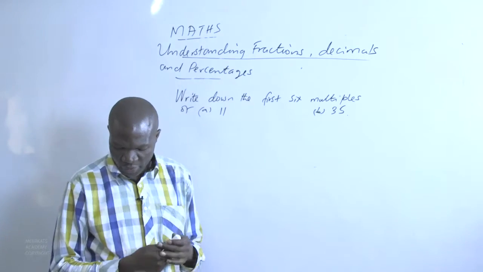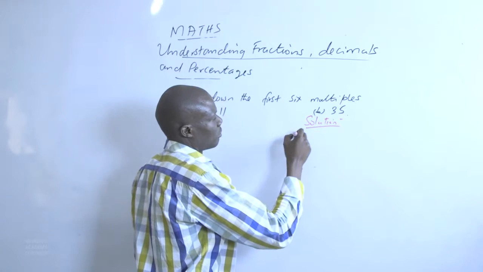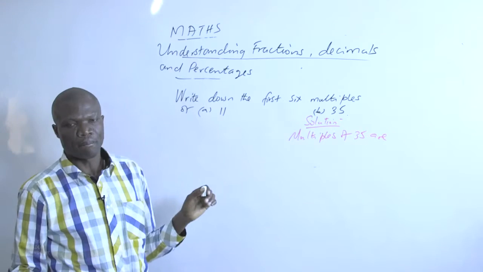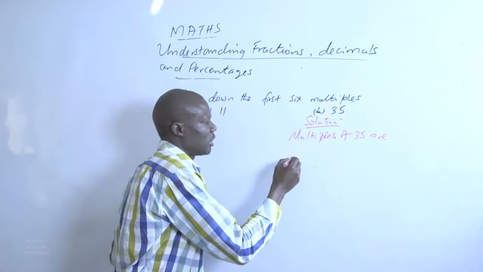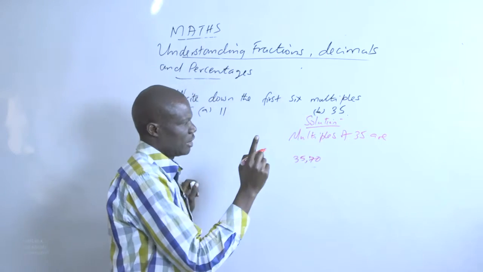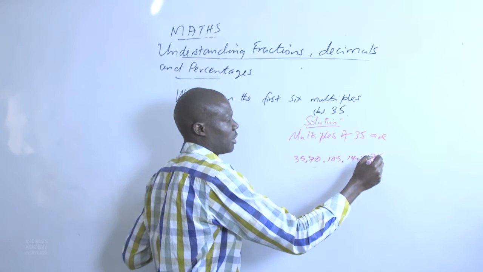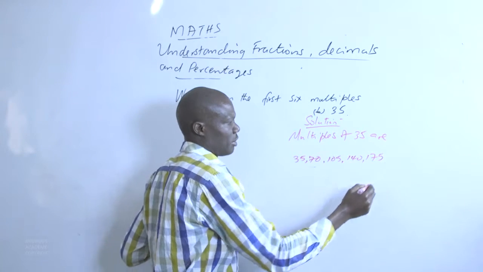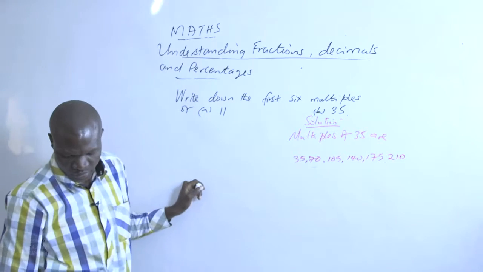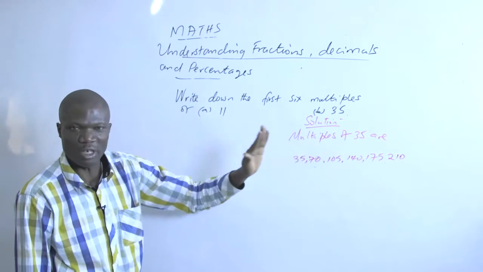Let's start this time with B, where we have 35. So our solution, multiples of 35 are, the list is by itself. The first is itself, which is 35. The next is 70. They want at least 6. 105, 140, 175, and then we have 210. 1, 2, 3, 4, 5, 6. Now, these are the multiples of 35.